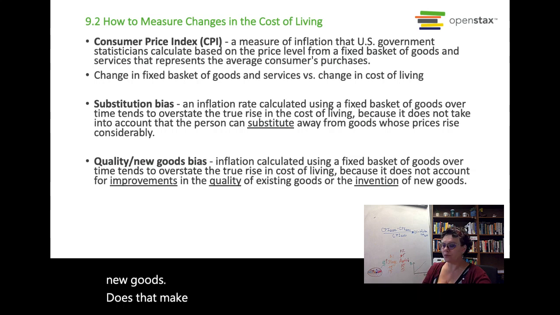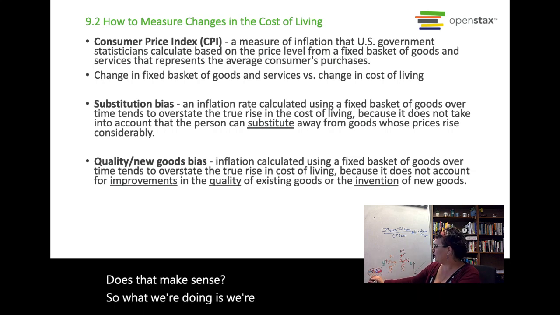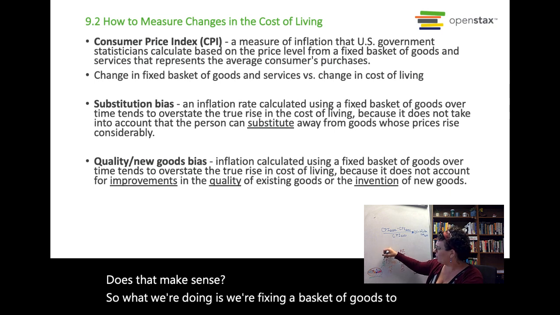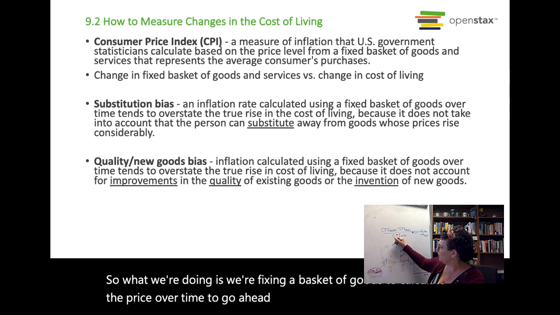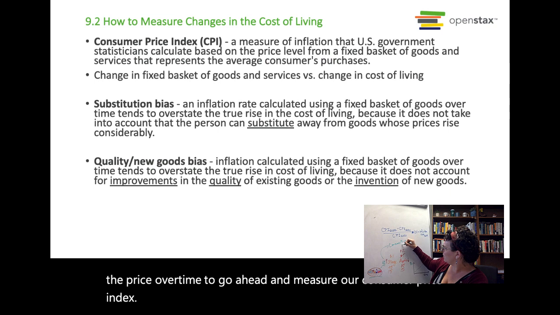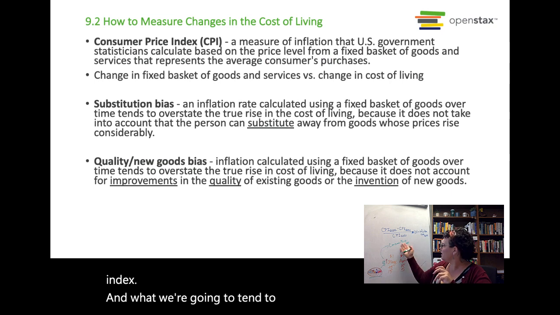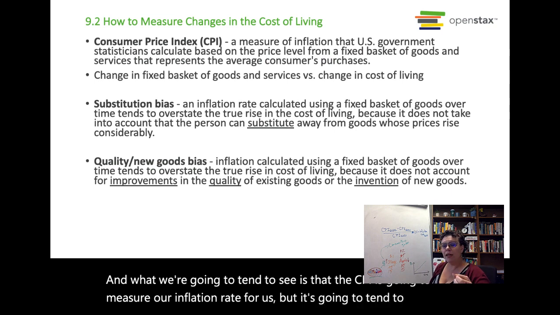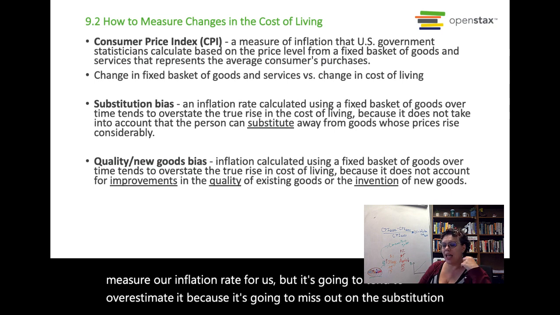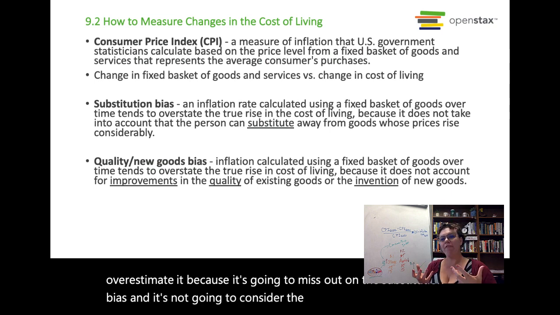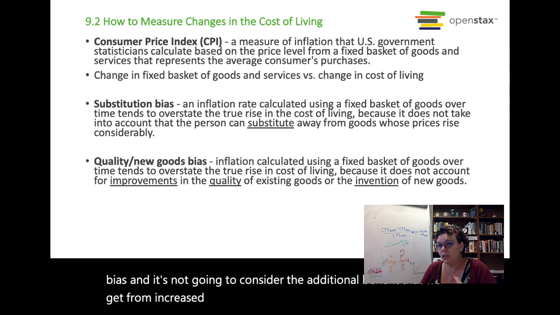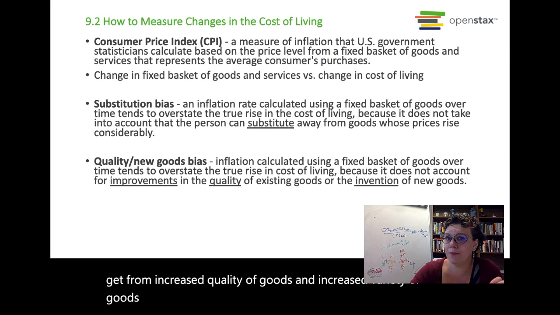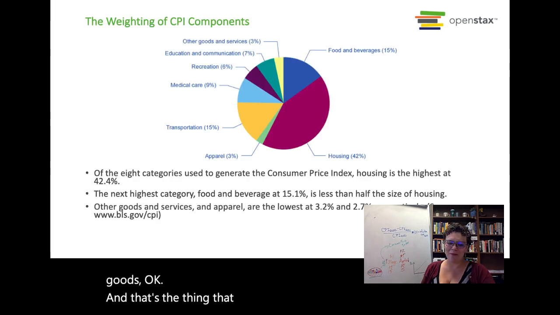Does that make sense? So what we're doing is we're fixing a basket of goods to calculate the price over time to go ahead and measure our consumer price index. And what we're going to tend to see is that the CPI is going to measure our inflation rate for us, but it's going to tend to overestimate it because it's going to miss out on the substitution bias, and it's not going to consider the additional benefit that we get from increased quality of goods and increased variety of goods. Okay? And that's the thing that economists really care about.